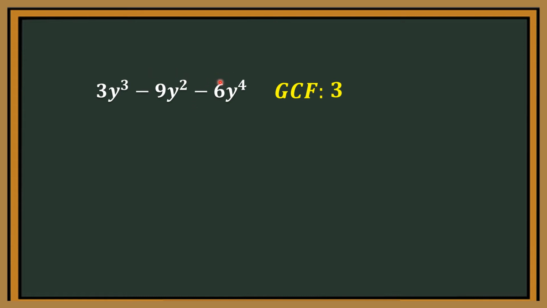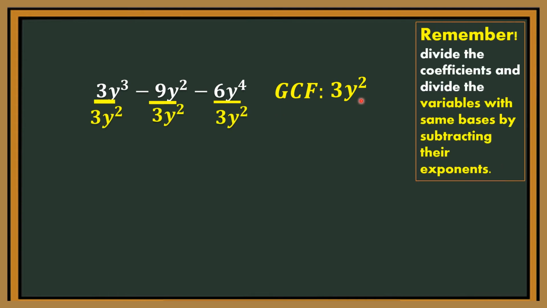2. Therefore, this is the greatest common factor among the literal factors. y squared. This is your first factor. To get the second factor, you have to divide each term by the greatest common factor. That is 3y squared. Always remember, divide the coefficients and divide the variables with same bases by subtracting their exponents.